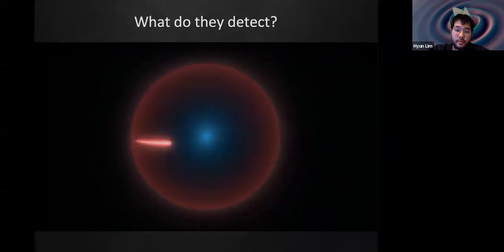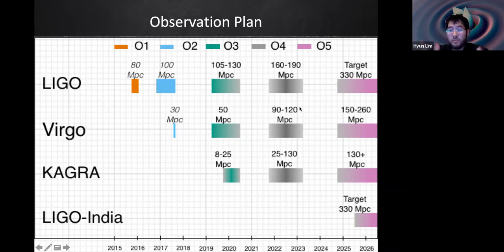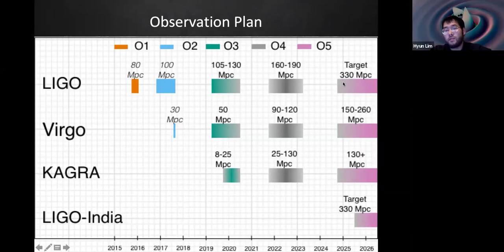Oh, there we go. Okay, so you see that I didn't explain it. You see these numbers, like 80 MPC. MPC means megaparsec. This is the unit of distance, like 100, 105, 160, something like that. So while LIGO is shut down, or during the observation period, they also want to increase the detection range. Once LIGO reaches the target detection range, our expectation is we will see a black hole merger every single day.